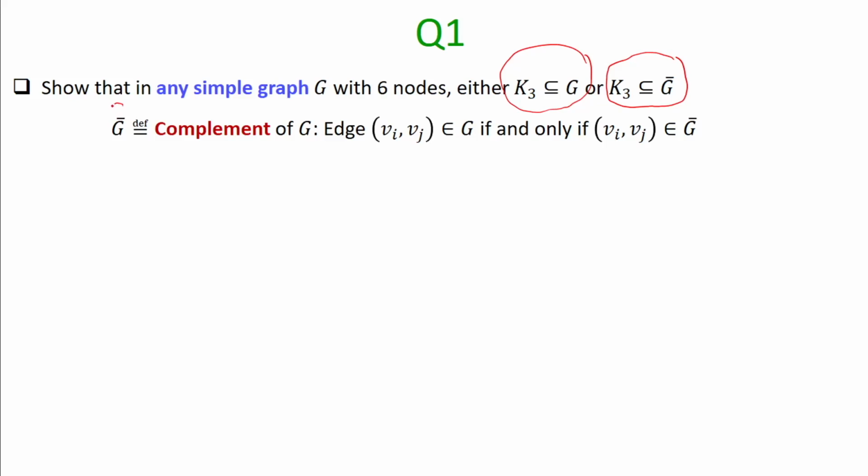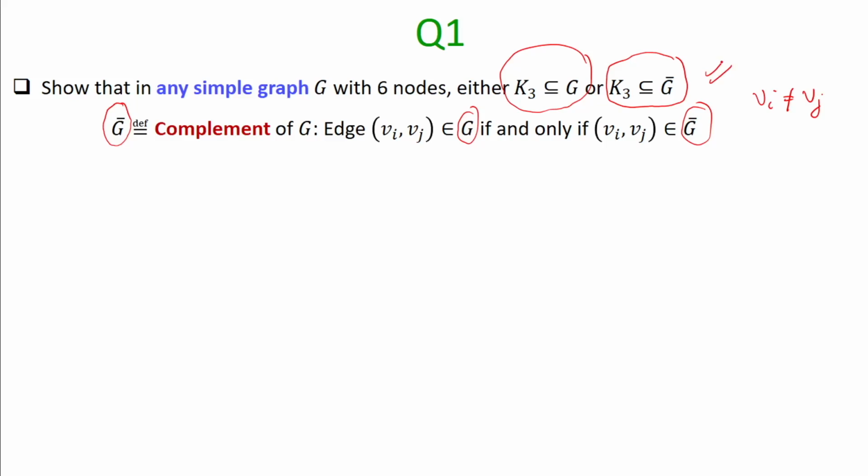So let me first define what exactly is the complement of a graph in general. The complement of a graph G is a graph which has the same vertex set as the vertex set of G, and the edge set of G complement is the complement of the edge set of the graph G. Namely, if you have an edge between the nodes Vi and Vj in the graph G, then the edge won't be present in G complement and vice versa, where Vi and Vj are distinct vertices. Okay, so that's a general definition of a complement of a graph, and we want to prove this property in any simple graph with 6 nodes.